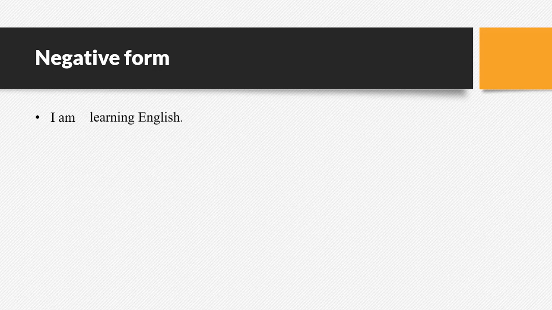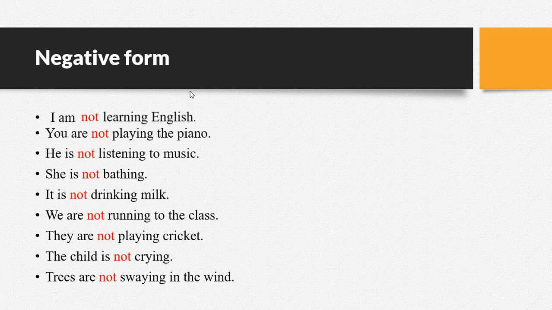We take this part a little far and then we add the word not between the be verb and the ing form of the verb. I am not learning English. I have gathered all the previous sentences we constructed here also, but with the word not, and they have become negative. You are not playing the piano.